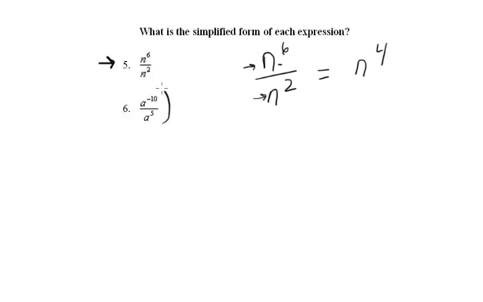That one, we're going to do the same. This one's a little different. So we've got a to the negative 10. If we have a negative exponent in the numerator, we know we can simply take that to the bottom. So that's going to give me 1.